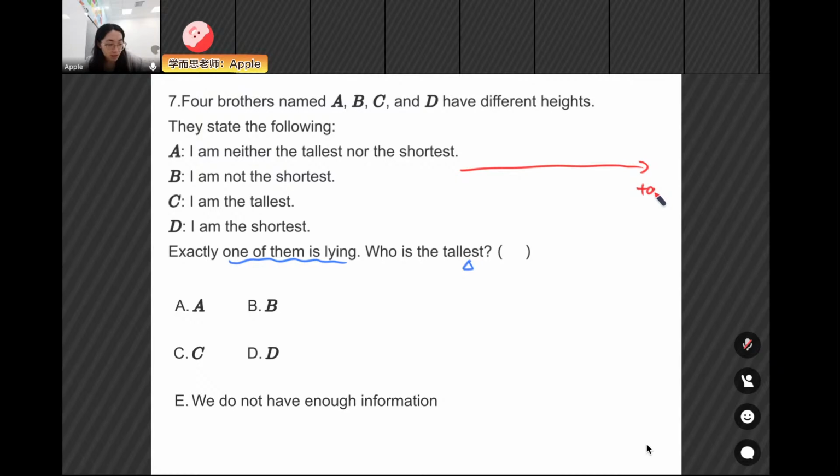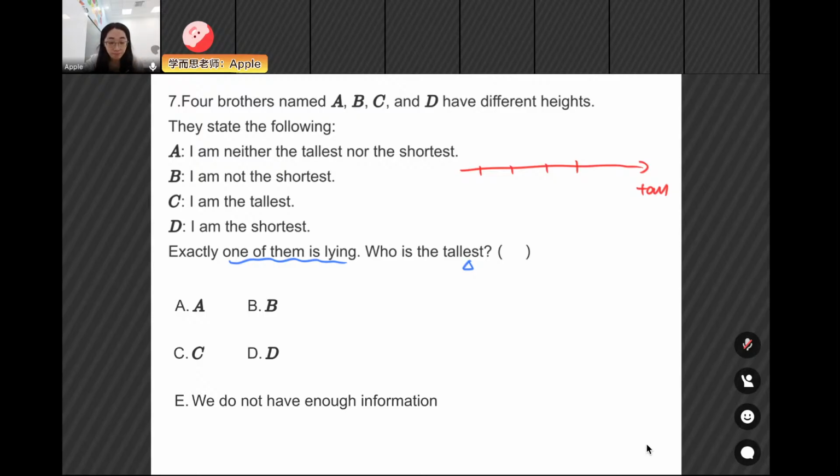Okay, so here, let's assume one by one. Altogether, there are 4 people. If A is lying, let's have a look. A said, I am not the tallest or the shortest. So if A is lying, that means A should be the tallest or the shortest, right? But then think about it. If A is the tallest, then he will be conflicted with C. Cannot. If A is the shortest, then A will be conflicted with D. Also cannot. So A cannot be the liar.